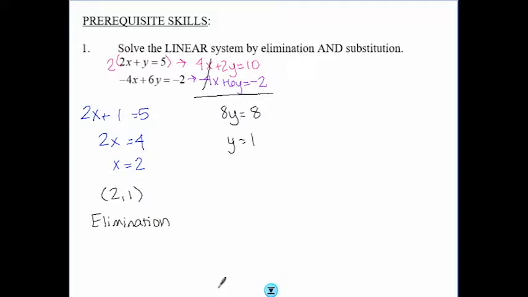If I solve this system by substitution, I first need to take one equation and solve it for either x or y. I think it is easiest to take the first equation and solve for y. So if I have the first equation, I subtract 2x from both sides. I end up with y equals 5 minus 2x. Now I'm going to take that and plug it into the second equation.